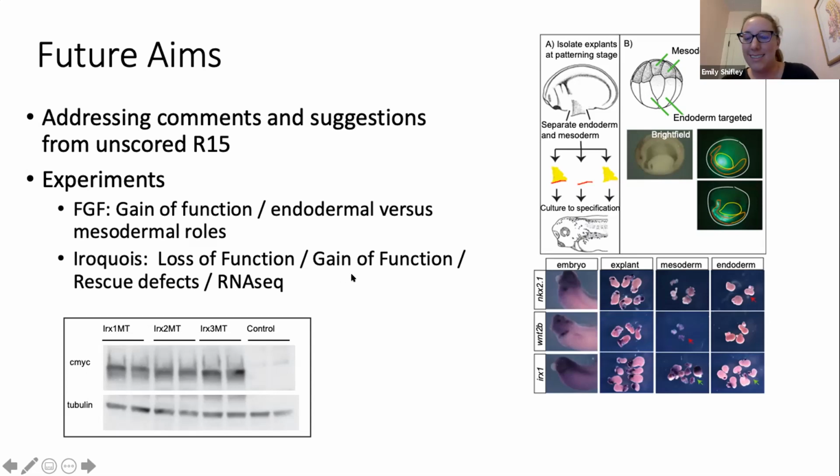And then for the Iroquois genes, another really important thing that the reviewers wanted to see was if I could rescue the effects of the morpholinos to know that it's specific to these genes. So I do have constructs for some of the Iroquois genes, mRNA constructs with a MYC tag. I've been able to express those, and it's just a matter of having the time to do the double injection of the morpholino with the RNA and hopefully rescue the gene expression in the craniofacial cartilage.